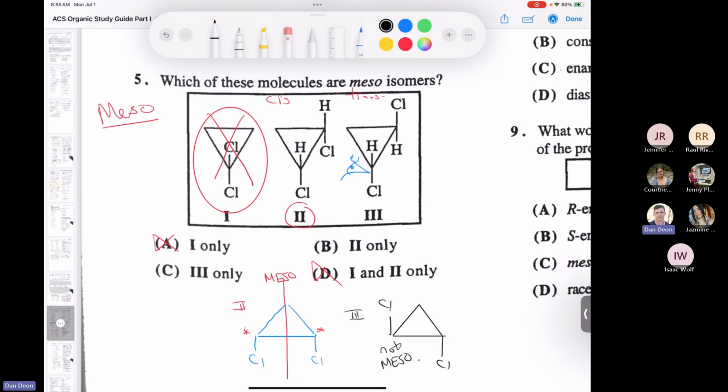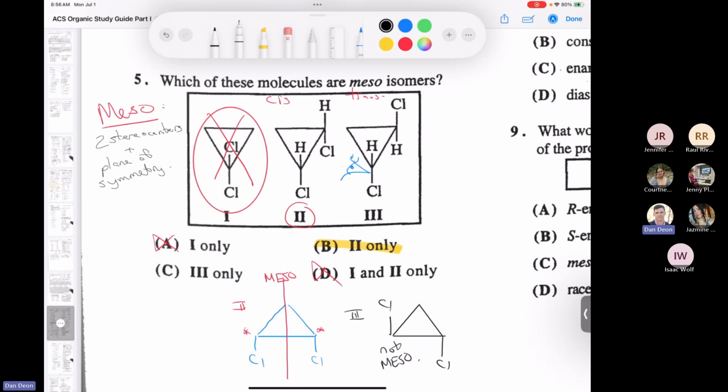I hope so. Okay, cool. Awesome. So the answer to that one is number 2, the only one. Remember, for meso, you have to have 2 stereocenters and a plane of symmetry. The definition actually goes beyond that, a little more than that, but for this class, what we saw is 2 stereocenters and a plane of symmetry.